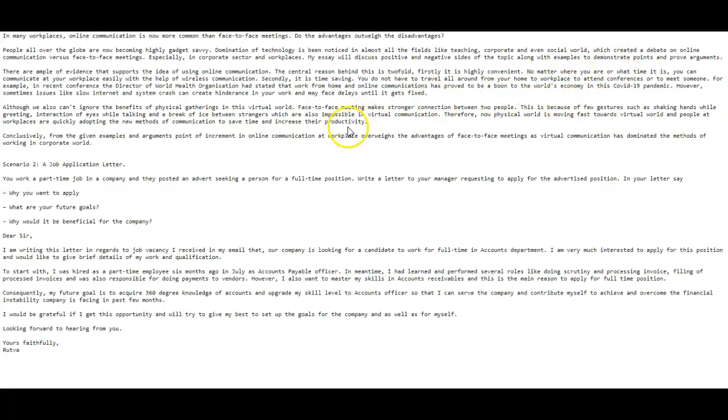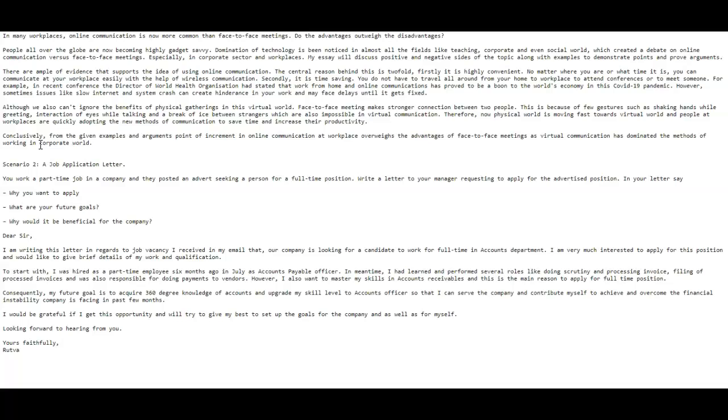So, conclusively, from the given examples and arguments, what happened here? From the given examples and arguments, comma, I don't understand this point of increment, and online communication at work outweighs, we don't say overweighs, outweighs the advantages. I don't understand this point of increment. That really confused me. Of face-to-face meetings, as virtual communication has dominated the methods of working in the corporate world. All right, I gotta be honest with you. I'm not really clear about your conclusion.